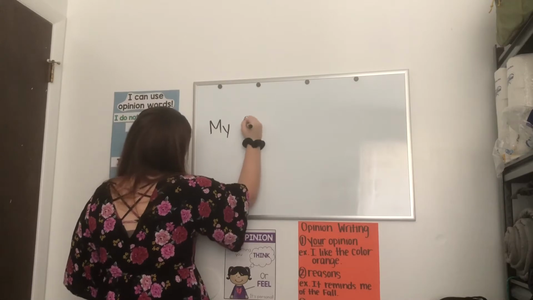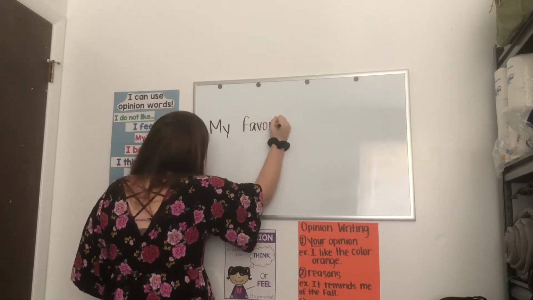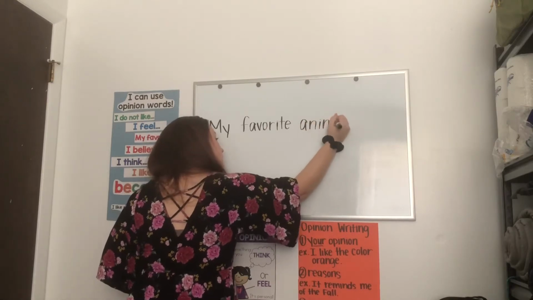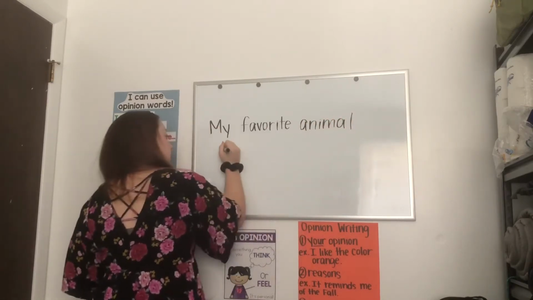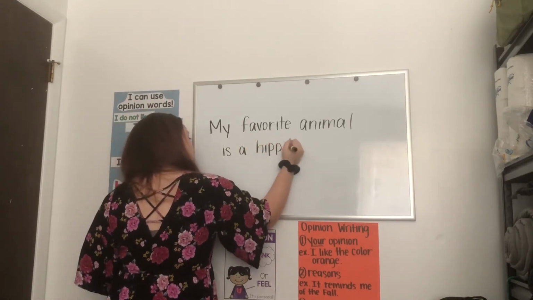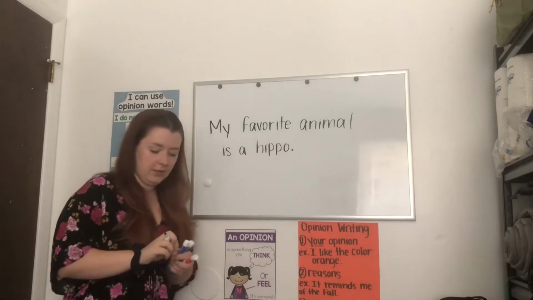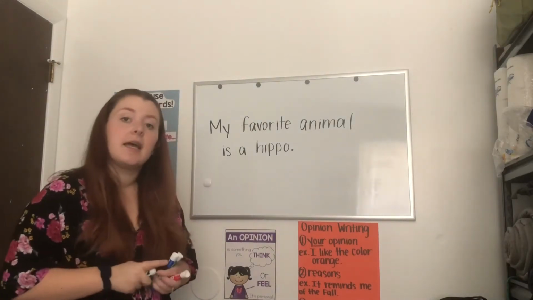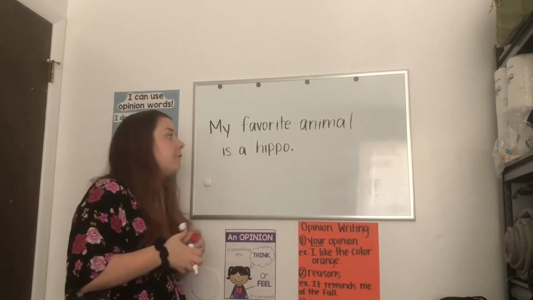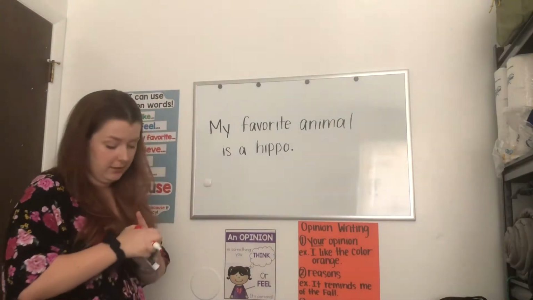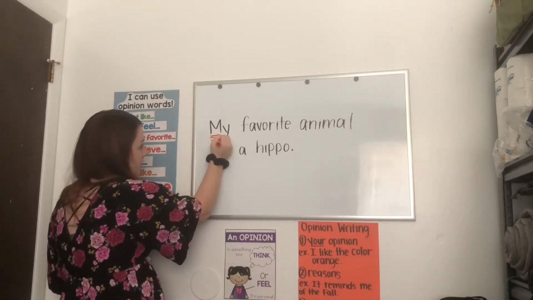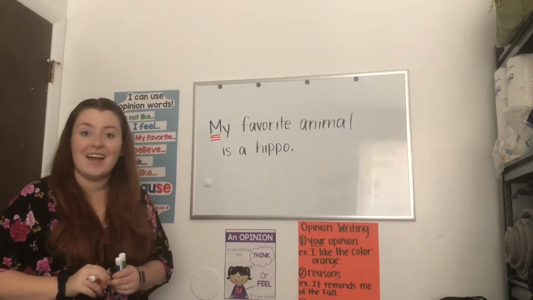I'm going to write my favorite animal is a hippo. Okay, so let's talk about the different things that we can see in the sentence and what makes it grammatically correct and makes it a correct sentence, okay? The first thing we can see at the very beginning of our sentence is we have a capital letter. Our first letter is capitalized. We have a capital M.